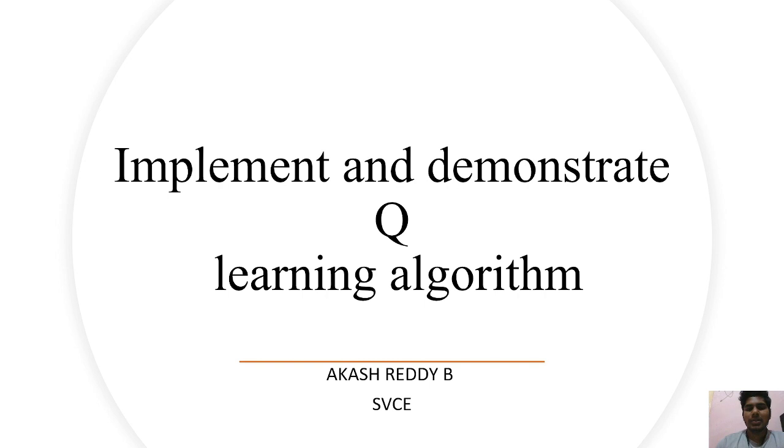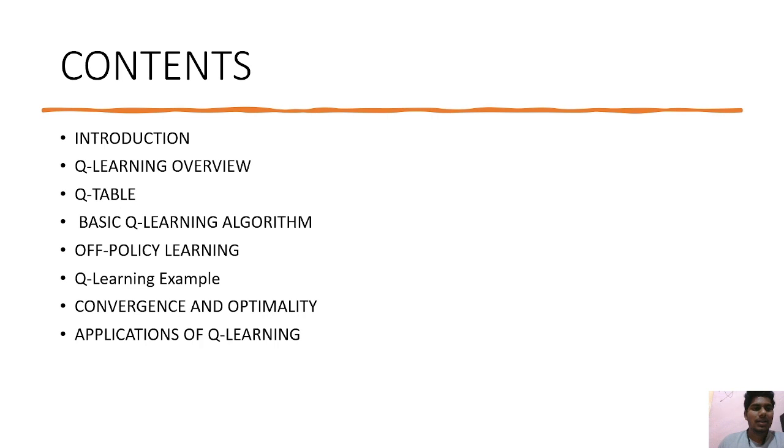Implement and demonstrate Q learning algorithm is today's topic, and overall these topics come under advanced machine learning, deep learning concepts. So, let's look into the following topics, what all we are going to be studying today. So, these are the contents. At first we have the introduction, next Q learning overview, Q table, basic Q learning algorithm, off-policy learning, Q learning example, convergence and optimality, and lastly we have applications of Q learning.